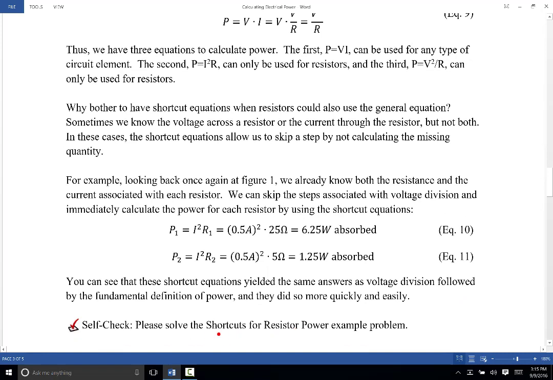So you have enough information now to do the shortcuts for the resistor power example problem. Then come back and we'll wrap it up with a discussion of conservation of energy.